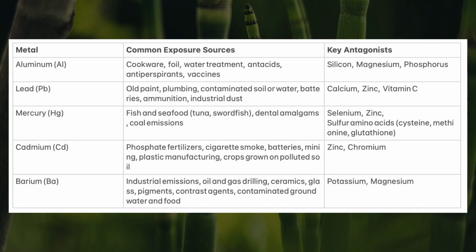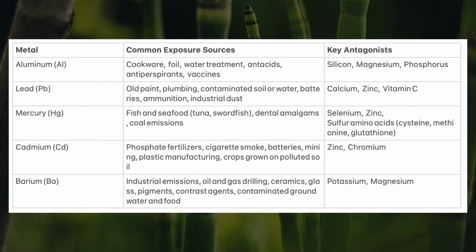So for aluminum, it's the kitchenware, cookware, anything made out of aluminum. Aluminum foil, it's in water treatment. Not every municipal water treatment, but many. And you can look at your municipality to find out if they add aluminum to the water or not. It's in antacids, it's in antiperspirants, and it's an adjuvant in vaccines.